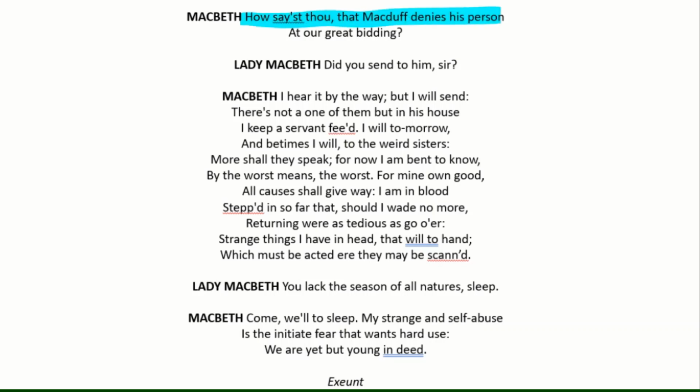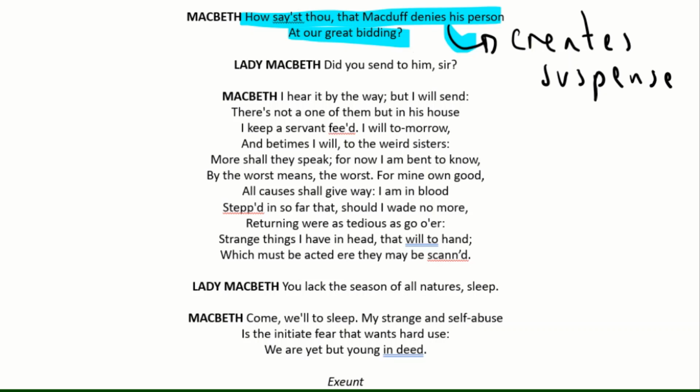Okay, this question at the top here creates suspense as we are left wondering why Macduff hasn't arrived. Creates suspense, and we're going to meet Macduff in scene 6. The fact that he has a spy looking at Macduff hints at his paranoia. Again, he feels like everybody is against him now.